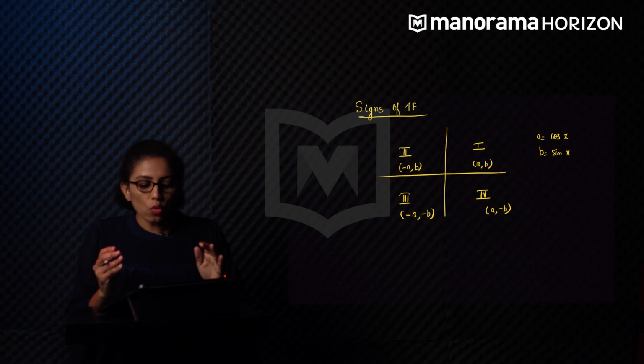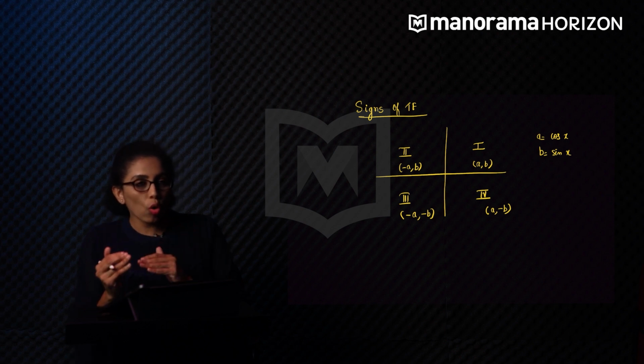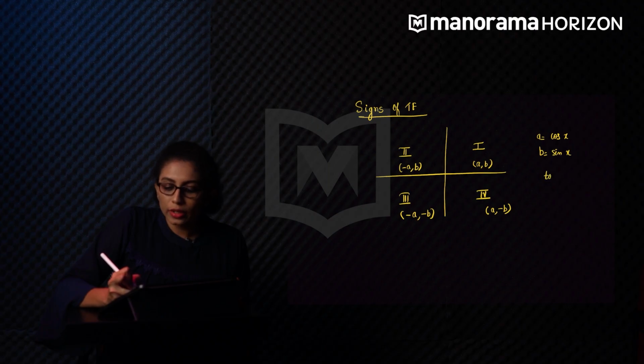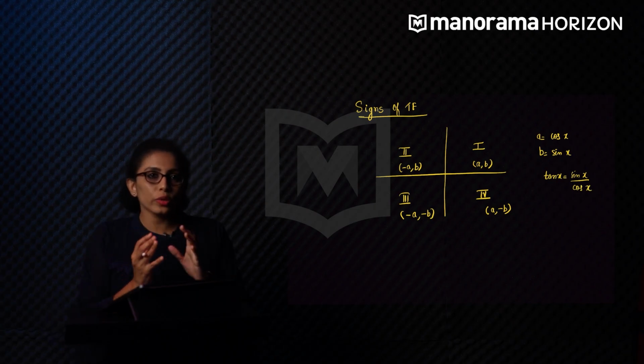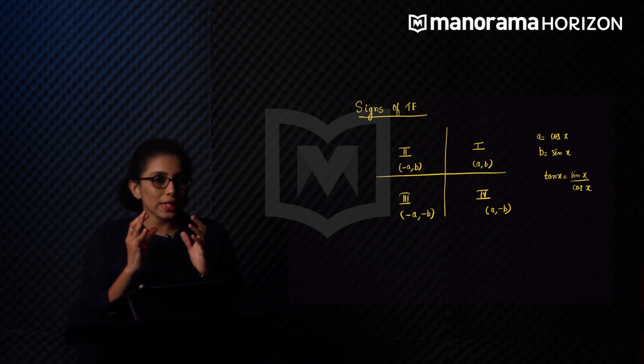Right? Now, you can see that A, B is positive in the first quadrant. That means both cos and sin are positive. And what about tan? What is tan x? Tan x is equal to sin x by cos x. Since both are positive, tan is also positive. First, we will deal with the first three, that is sin, cos and tan. We will consider the signs of these three.